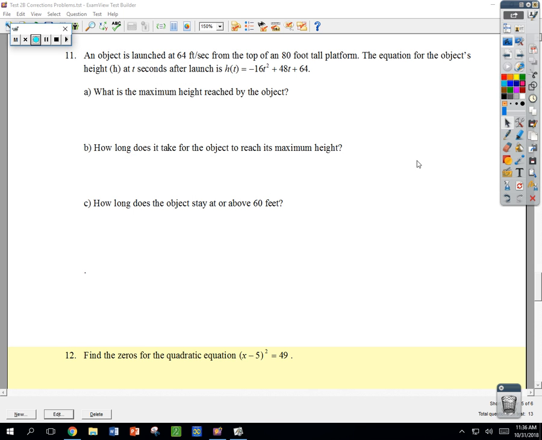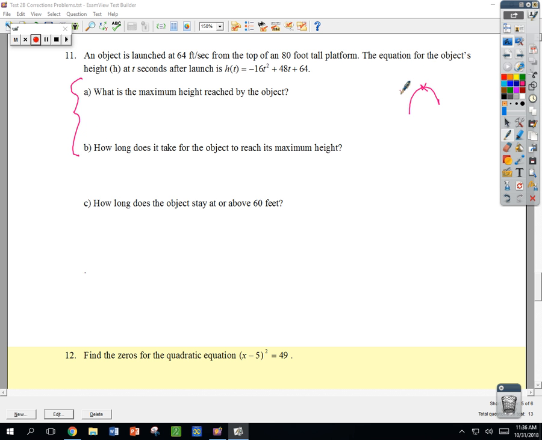Alright, so now we're talking about this word problem, and it wants to know the maximum height. So when I'm talking about the maximum height of an object, I'm looking for the vertex. Okay, so these two are talking about the maximum height. So both of these questions are talking about the vertex.